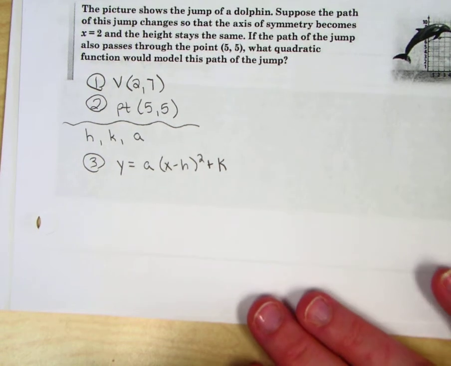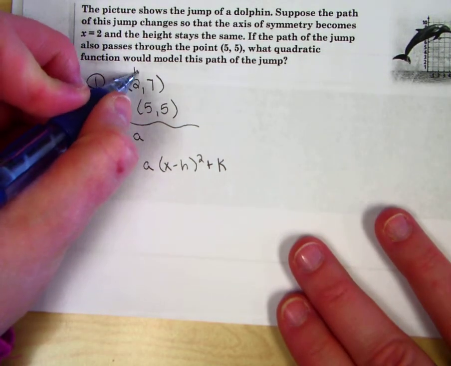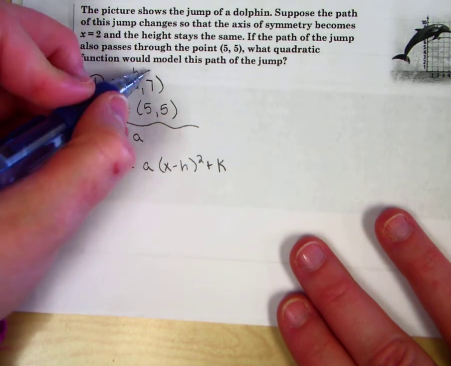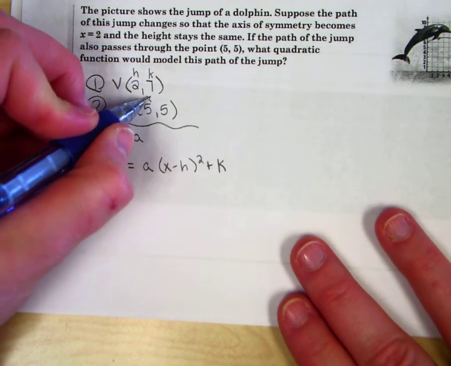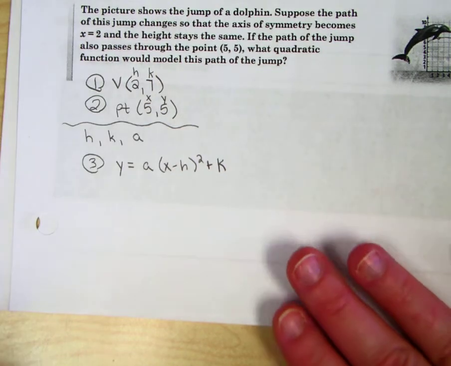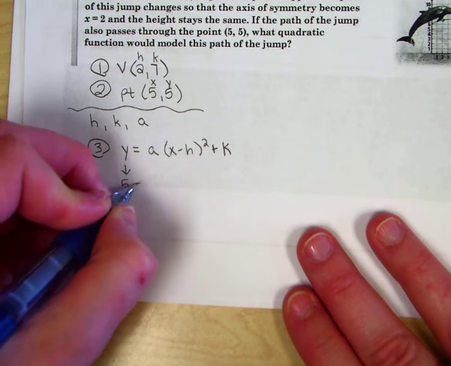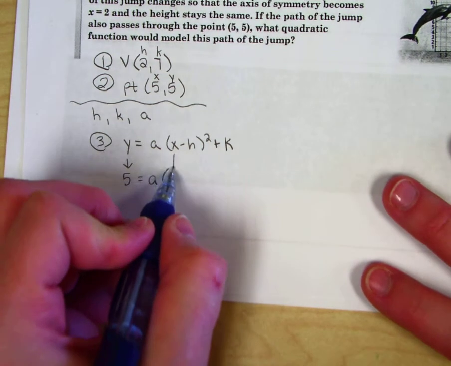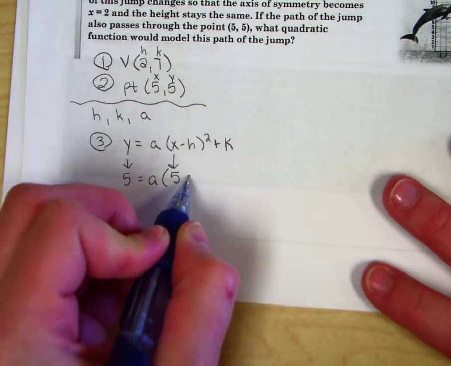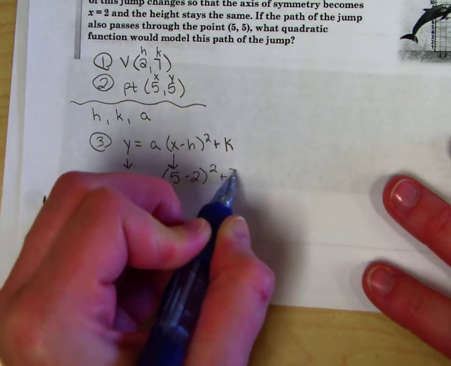Plug in what you know. Well, I'm going to plug everything in all at once here. Remember that 2 is h, 7 is k, because those come from your vertex, 5 is x, and 5 is also y. Alright, so this is going to become 5 equals a times the quantity x is 5 minus h is 2, squared, plus k is 7.